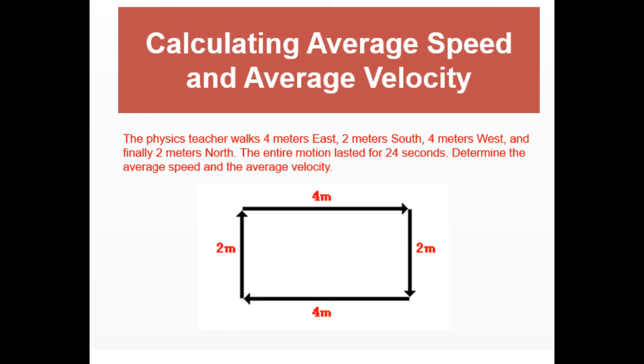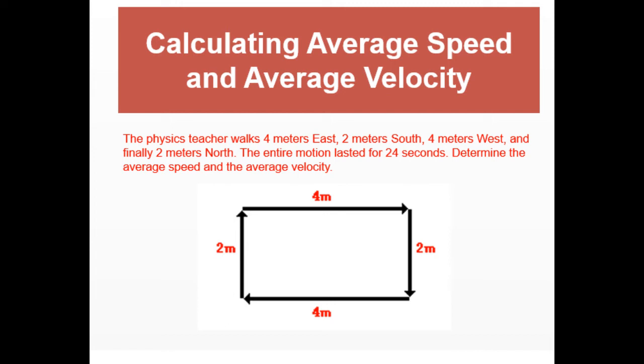The teacher walked a distance of 12 meters in 24 seconds. Thus, her average speed is 0.50 meters per second. You just divide the distance, which is 12 meters, by the time, which is 24 seconds. So the result is 0.50 meters per second.